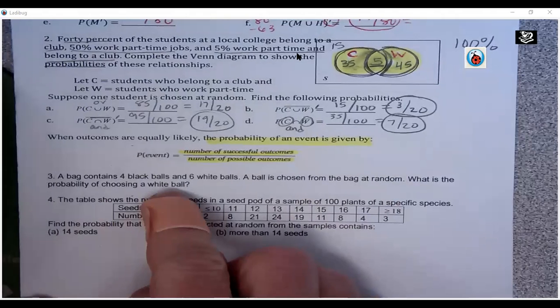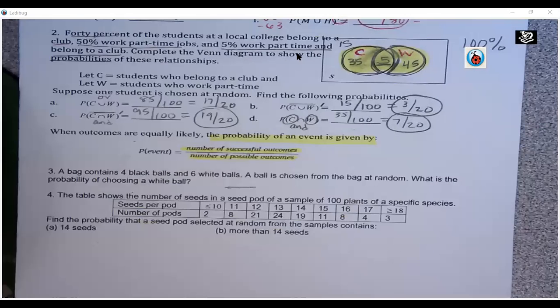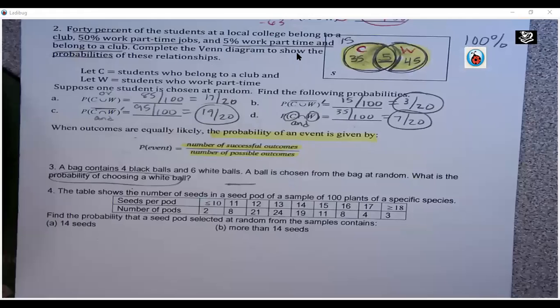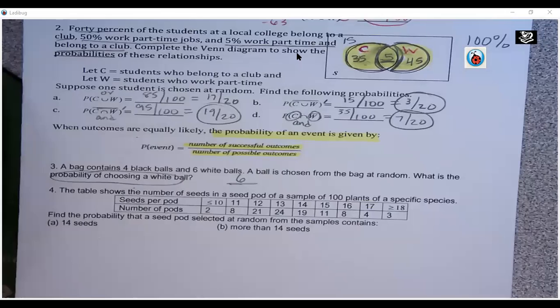Okay. So, Rachel, what number do you think would go on top of my fraction? We want the probability of choosing a white ball. 6. Very good, because that's what we're looking for. It can be any one of the 6. Samuel, what do you think goes on the bottom of my fraction? What would the total be? 10. Good, there are 10.